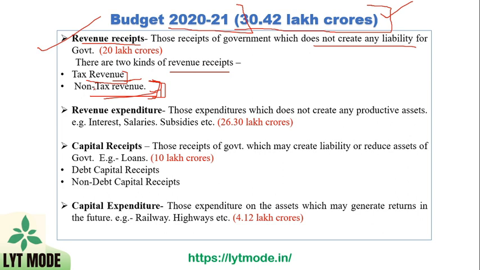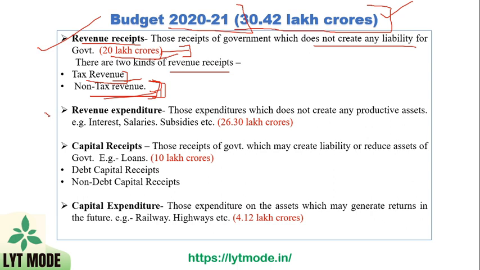Taxes on income and expenditure, income tax, corporate tax, all come under tax revenue. Okay. So here is the amount, 20 lakh crore. This is the estimated revenue receipt for this current fiscal year. 20 lakh crore. This is the approximate amount which is estimated for the revenue receipt.